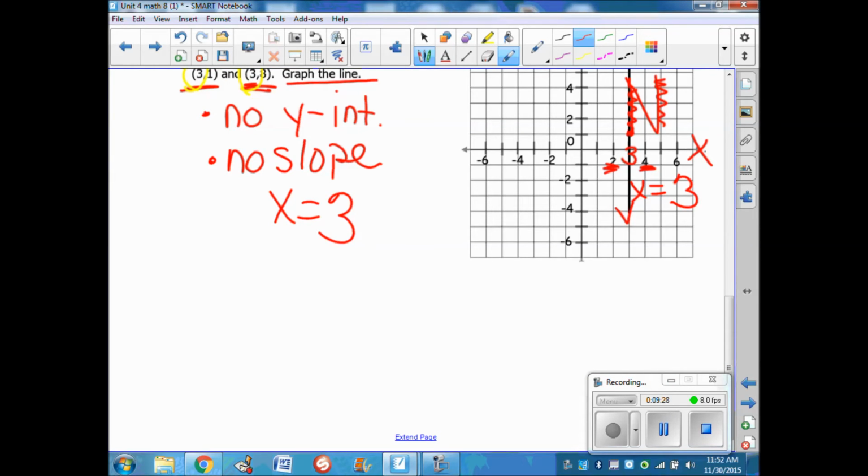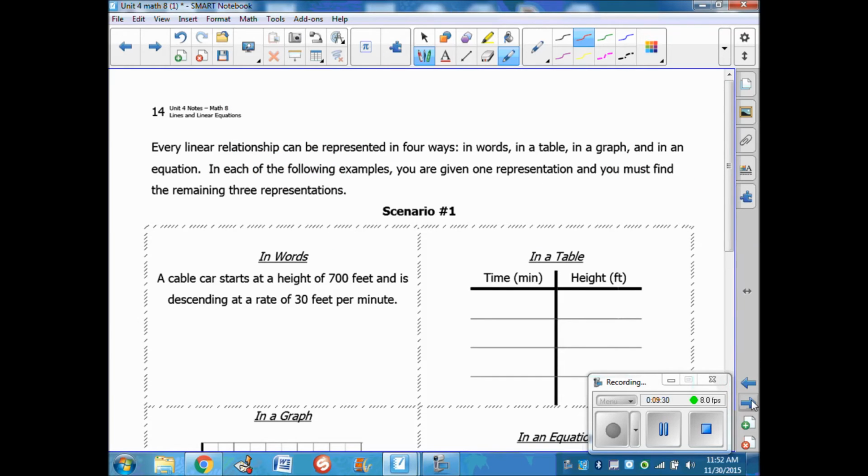Okay, go ahead and flip the page. It says every linear relationship can be represented 4 different ways: in words, in a table, in a graph, and in an equation. Okay, my favorite, or I should say I have 2 favorites. I like the table and I like the graph because they're visual.